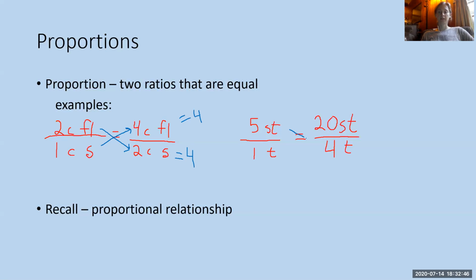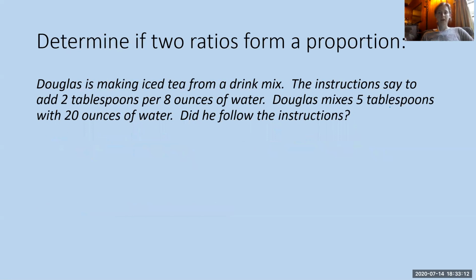Same thing here, 5 times 4 is 20. And 1 times 20 is 20. So anytime you have equivalent ratios, anytime you have a proportion, this will be true. The cross products will be equal. Okay, so let's get some extra practice with that.